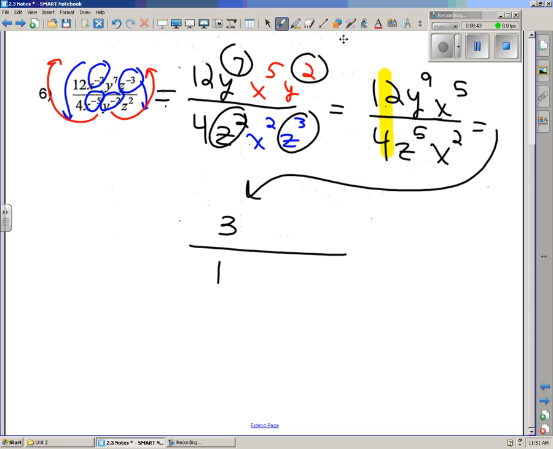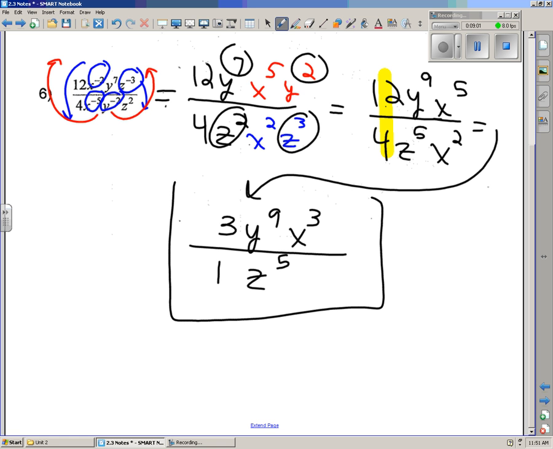And then ask your questions. Where are there more y's, top or bottom? They're only on the top. All 9 stay. Where are there more x's, top or bottom? They're more on top by 3. And then z's, haven't used those yet. They're only on the bottom, and they're all 5 of them. This is your final answer. Got one more to go.